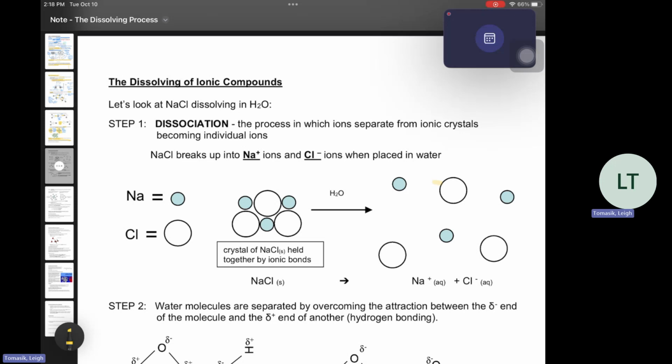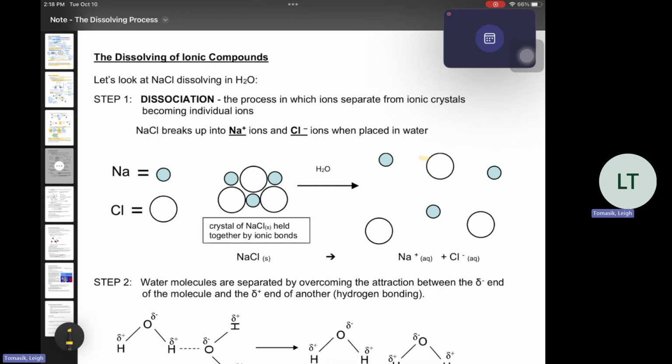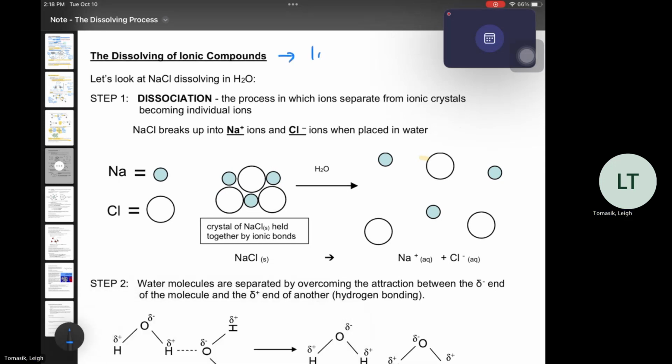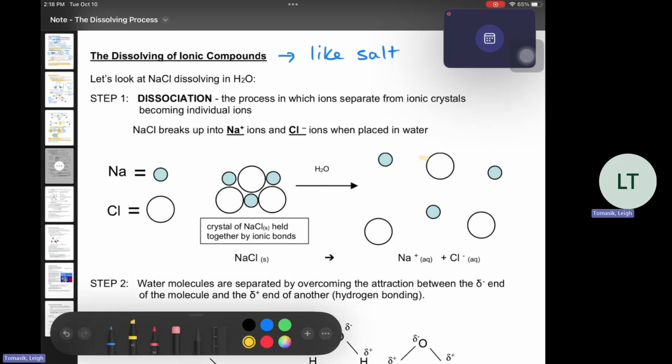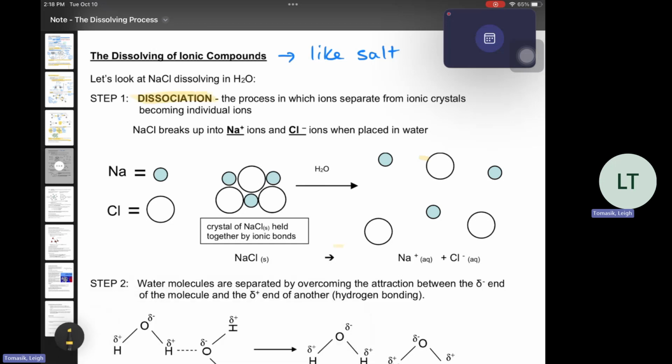Anyway, ionic compounds like salt and covalent compounds like sugar dissolve differently. So we're going to take a look at ionic compounds and how they dissolve, and covalent compounds and how they dissolve. Ionic compounds do something called dissociation. When an ionic compound dissolves, the ions separate from the ionic crystals and they become individual ions.